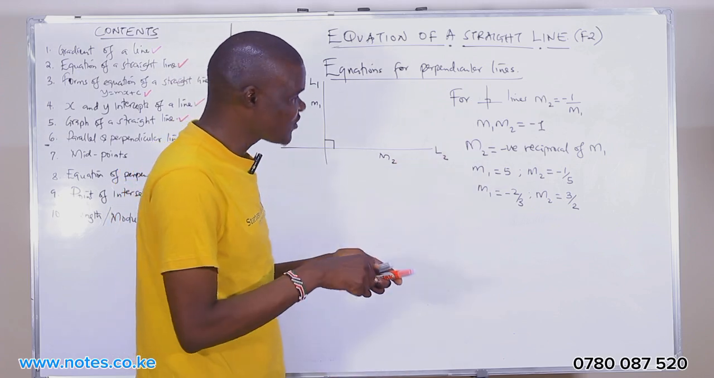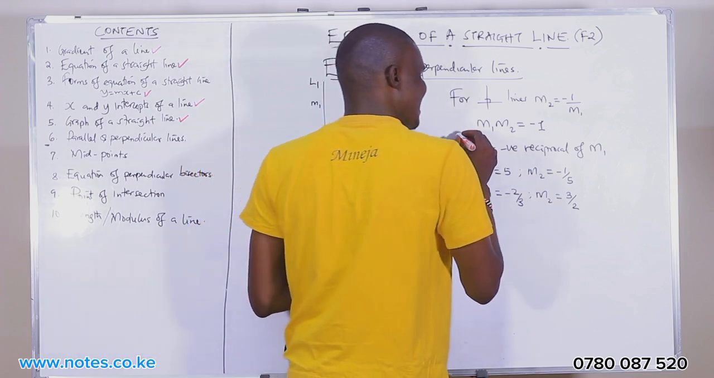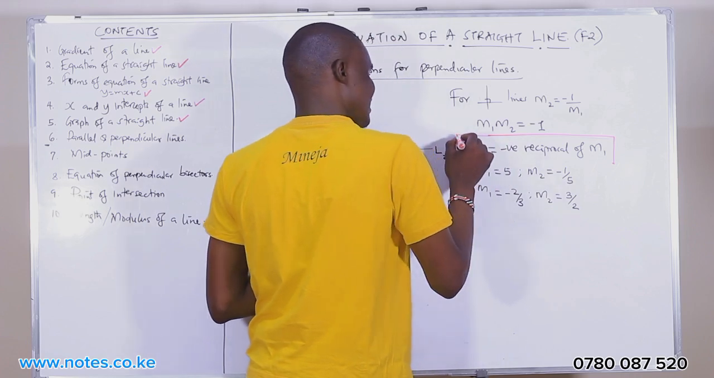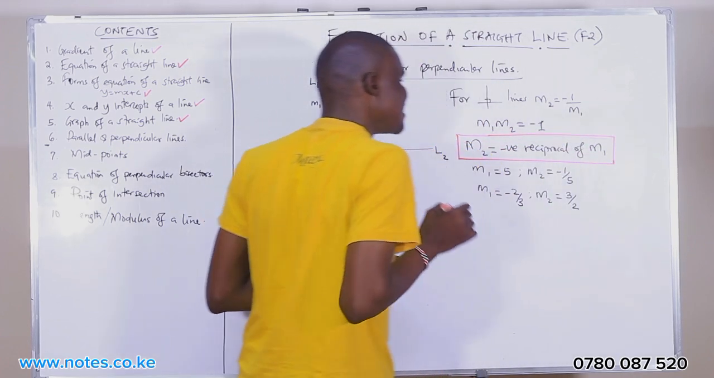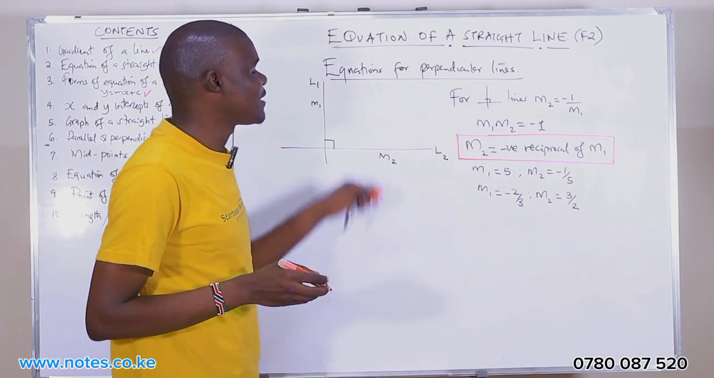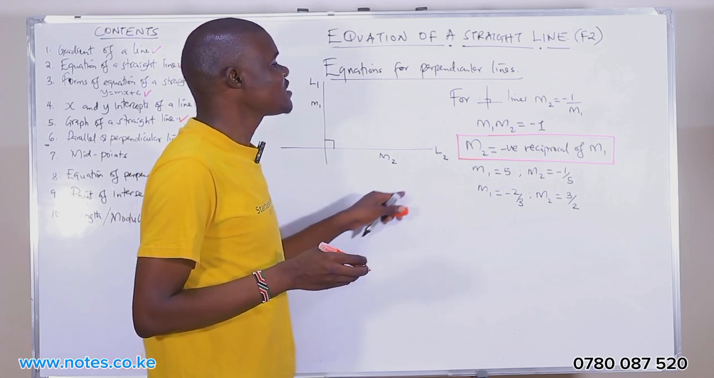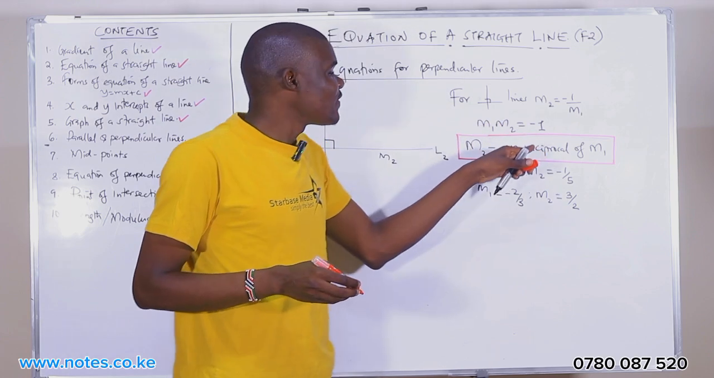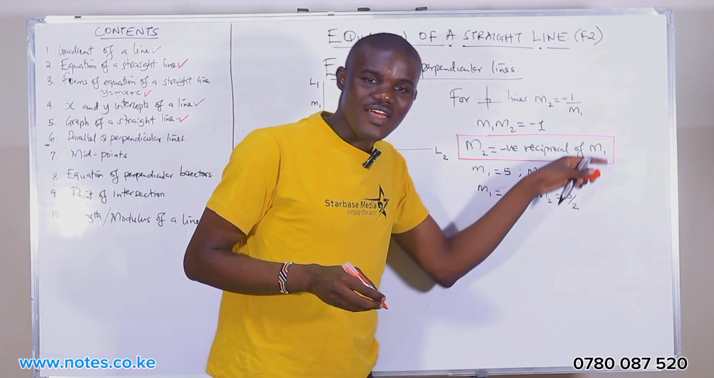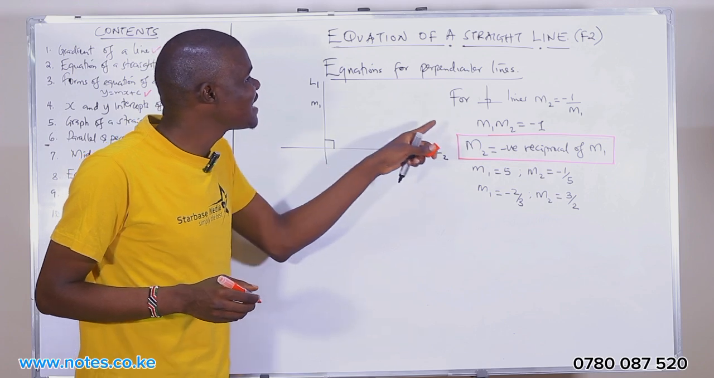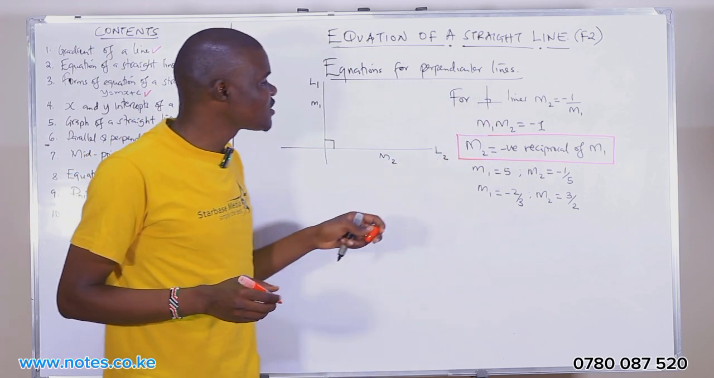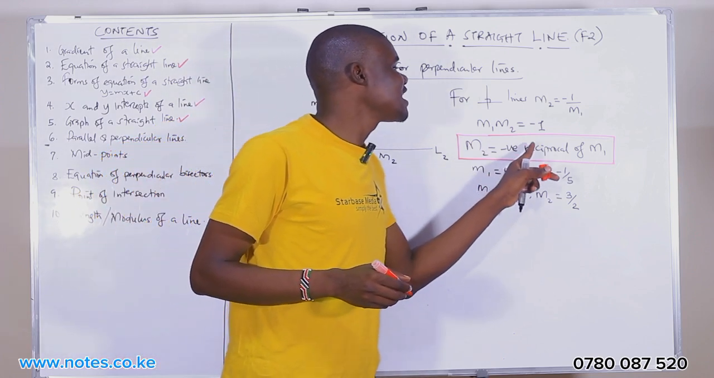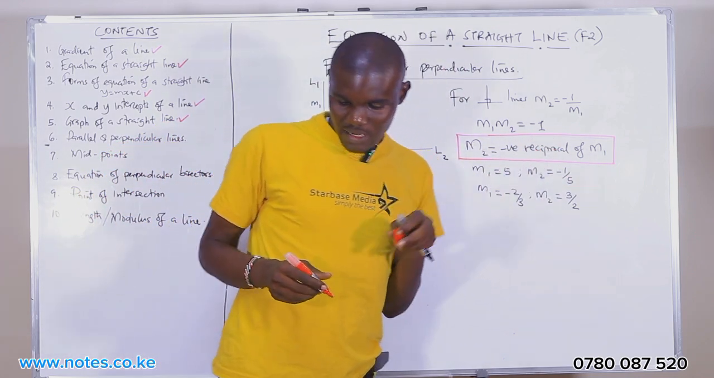So if you've understood this point, that for perpendicular lines, M2 is the negative reciprocal of M1, then you will never get confused. And I said, why are we given M1 or the first equation? The first equation is to help us get the gradient of the other line. So when you hear that a line is perpendicular to the other, just know that after getting your M1, for you to get M2, you get the negative reciprocal of the M1 that you found.